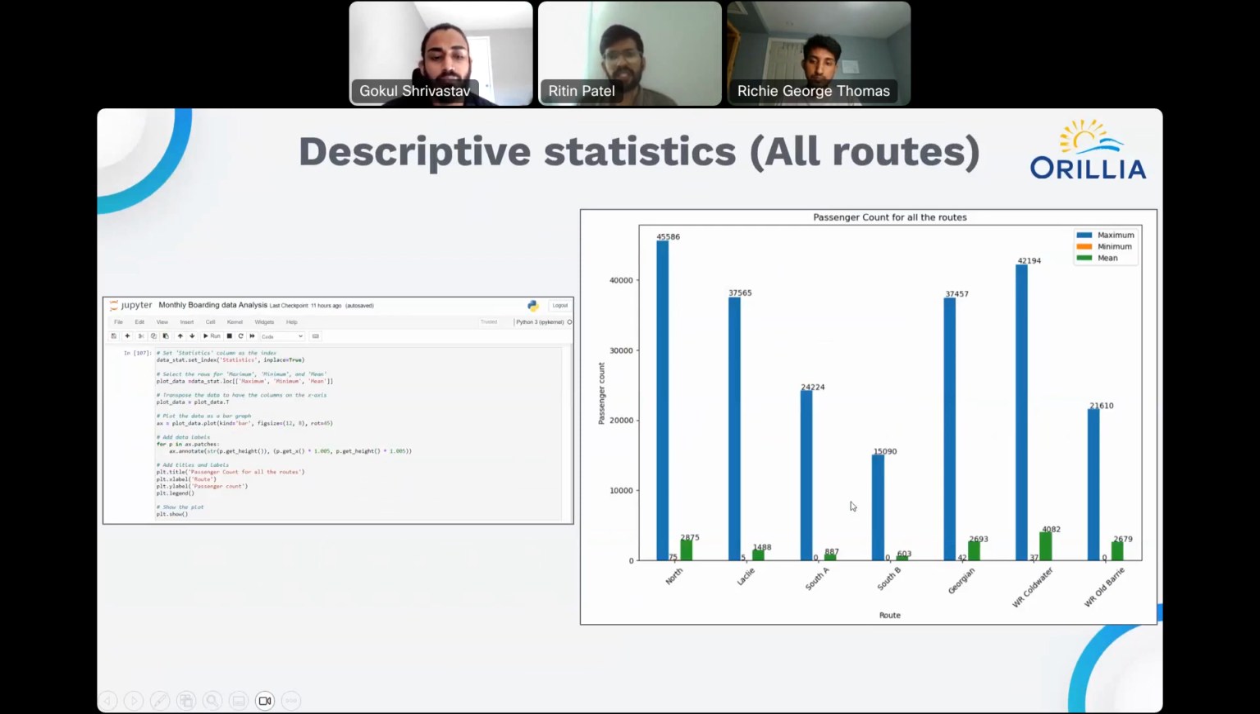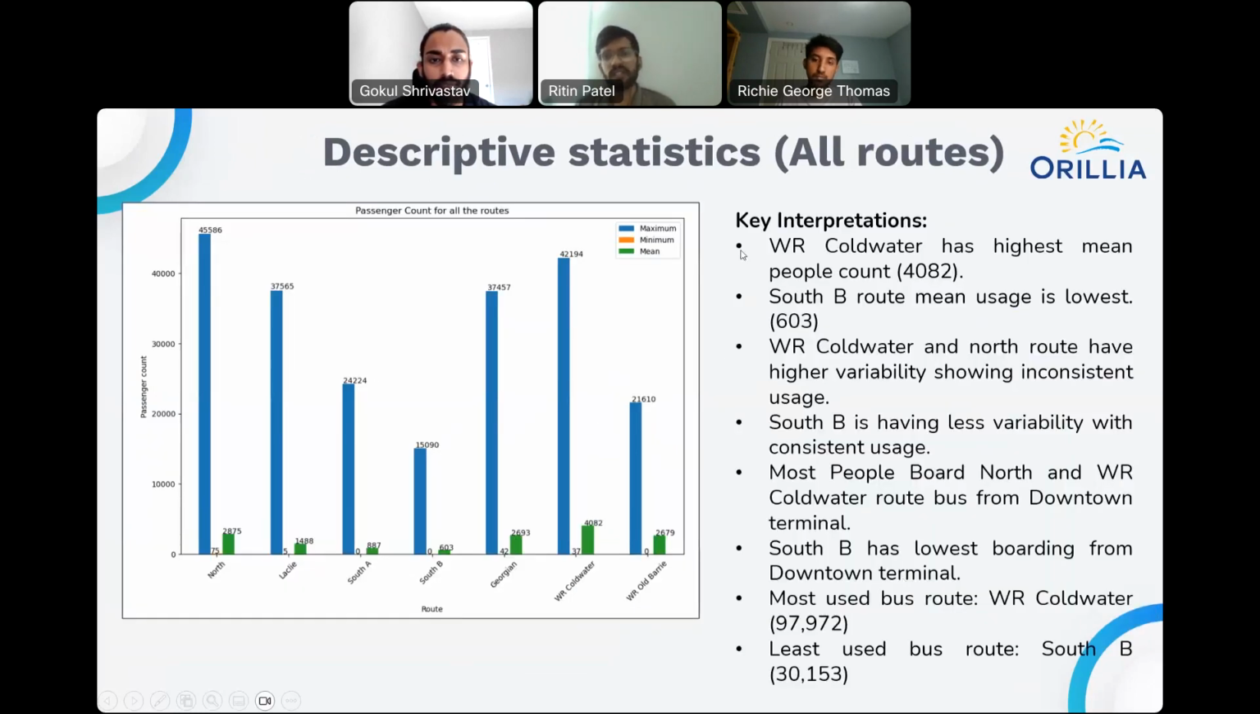Similarly, we have plotted the graphs. As you can see, we have plotted a graph based on monthly data. Maximum values are higher for Westridge Cold Water and North, and the mean value is higher for Westridge Cold Water, and all the values are least for South B. So this is the summary, which I explained, of key interpretations from the graph.